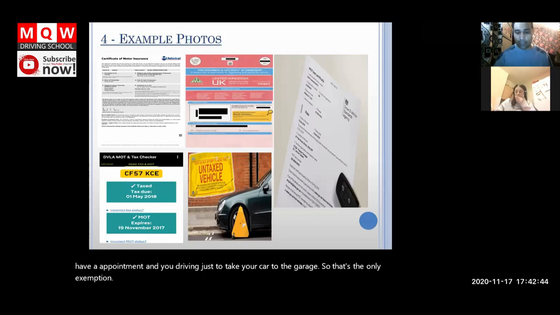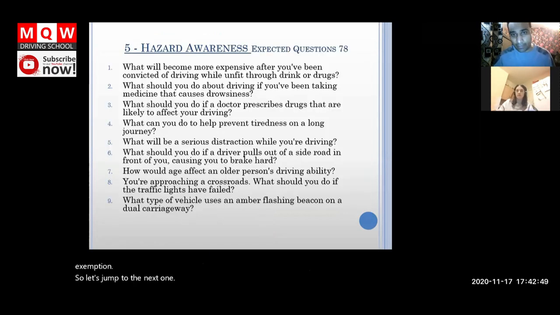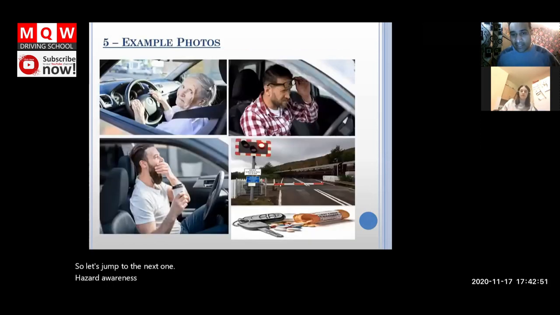Okay. So let's jump to the next one. Hazard awareness. So this hazard awareness, what kind of things will make you not pay attention to the hazard?